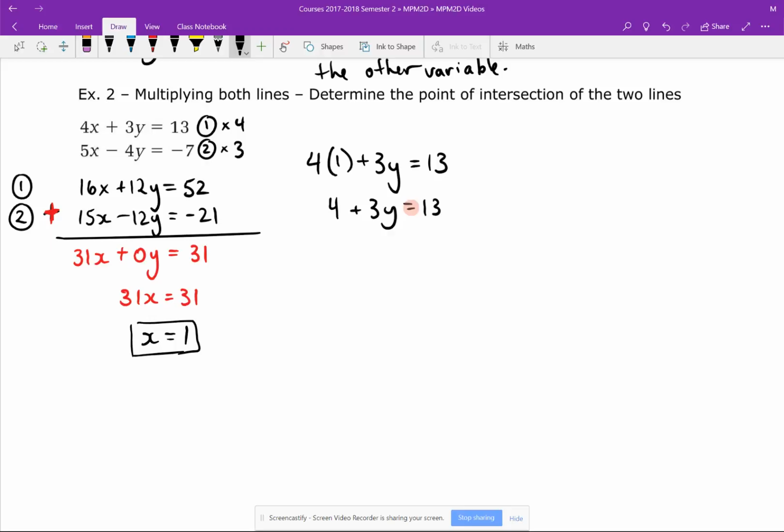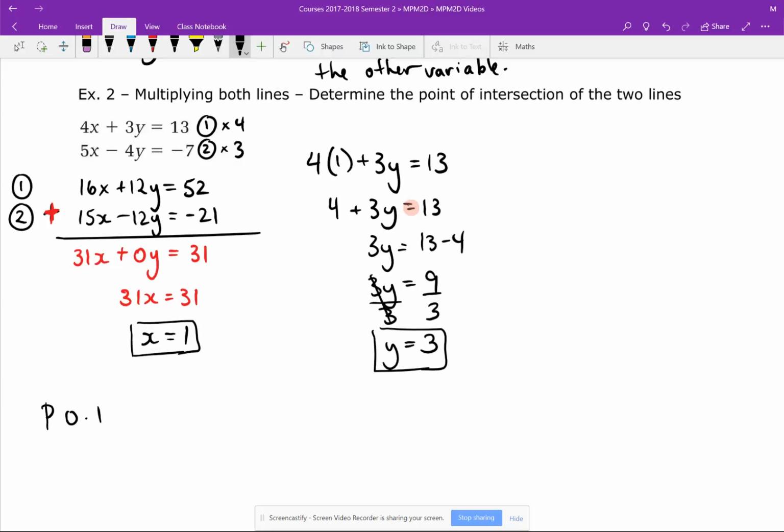Now there's no more x's, right? Now if I subtract 4 from both sides, I'll get 3y equals 13 minus 4. And then if I do the simplifying, 3y equals 9. And then if I divide both sides by 3, I'll get my answer for y. So y equals 9 over 3, which is 3. So there's my y variable. And so the point of intersection is 1, 3.